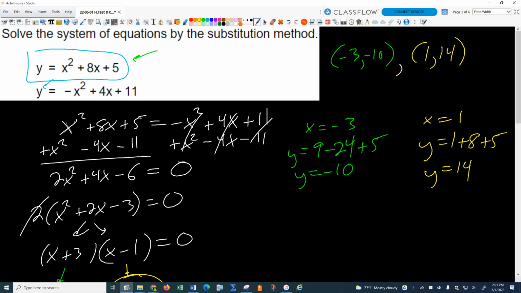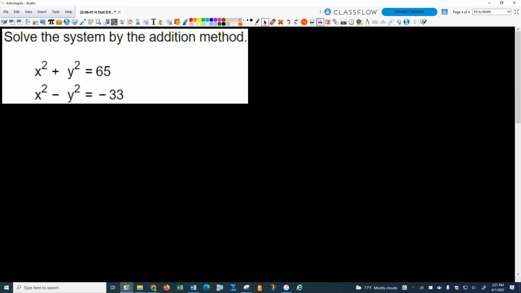Okay? Or you could get one like, are you good, Monica? Or you could get one like this, where substitution is a bad idea, where it's really hard to isolate a variable, but I could use elimination, couldn't I? I don't even really have to do anything fancy here. I don't have to multiply top and bottom by anything. If I just add these equations up right now, look what happens. The y's are going to cancel, aren't they? Right? So I would just get 2x squared equals 32.